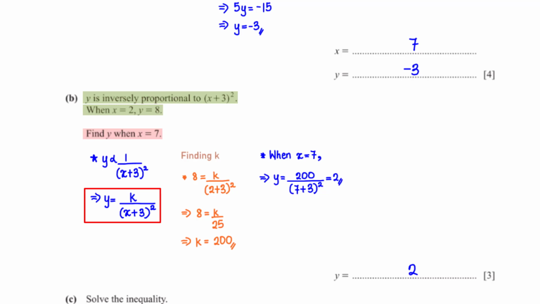From here, we need to find the value of k. We can get the value of k by plugging in the values of x and y given in the question. This gives us 8 equals k over 2 plus 3 squared. 2 plus 3 squared is 25. When we multiply both sides by 25, we get k equals 200. Now that we have the value of k, when x is 7, y equals 200 over 7 plus 3 squared, which is equal to 2.